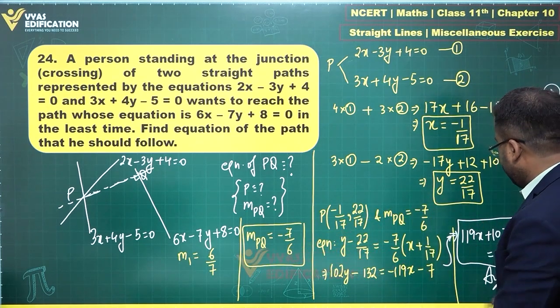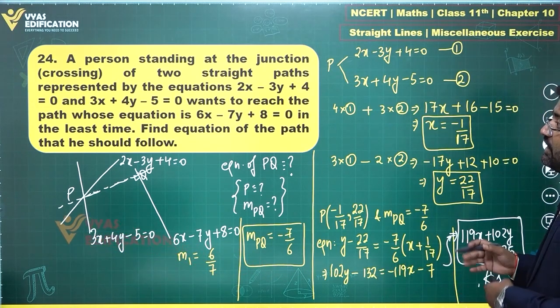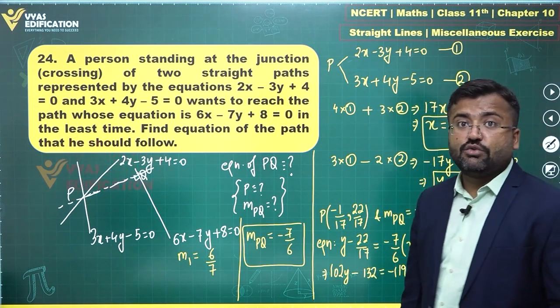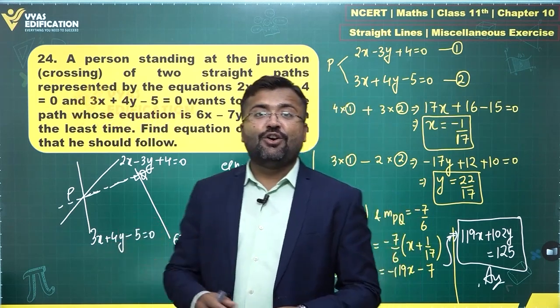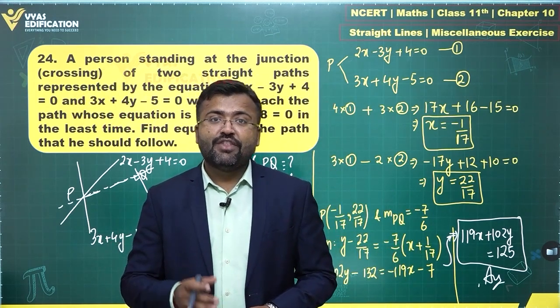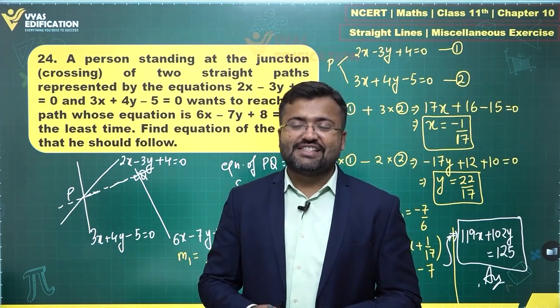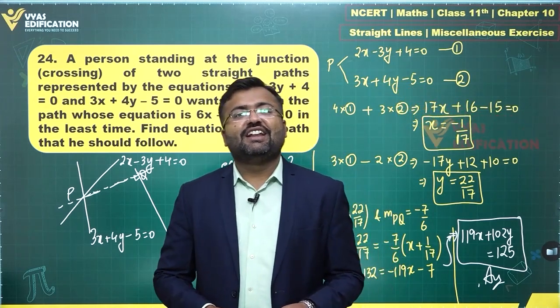For the least time, he has to follow this particular path. That's the final answer for question number 24, as you can see behind me. With this, we come to the conclusion of this discussion of the miscellaneous exercise in this session. It was a pretty long exercise, and we discussed some very interesting questions from the chapter Straight Lines of NCERT class 11th.